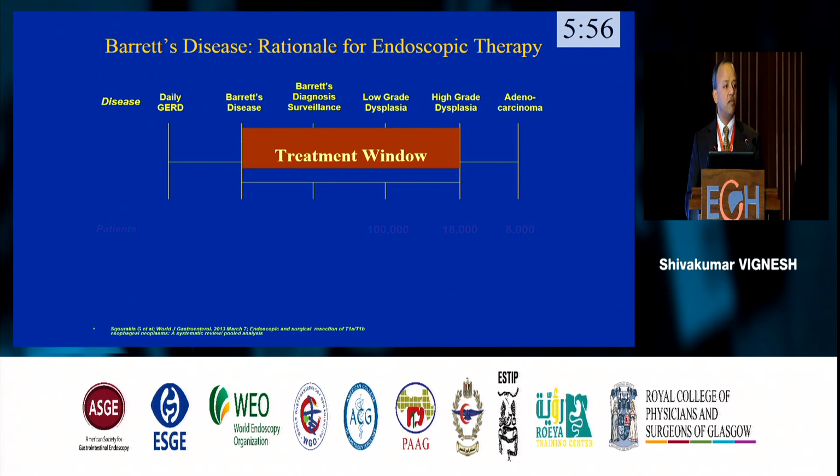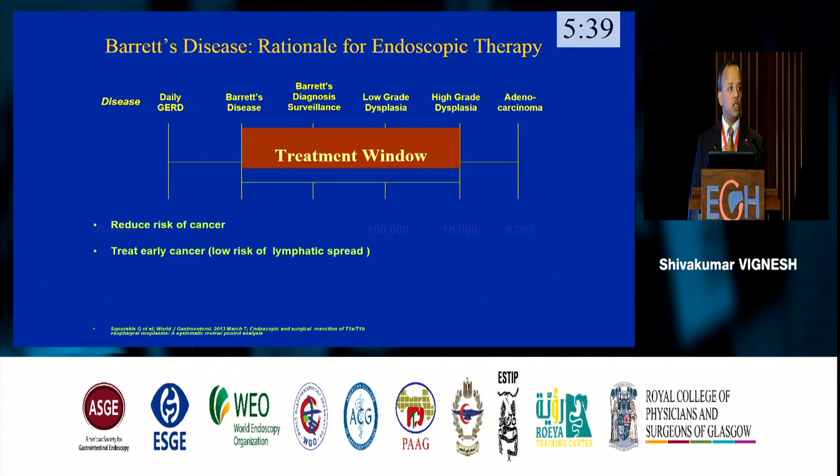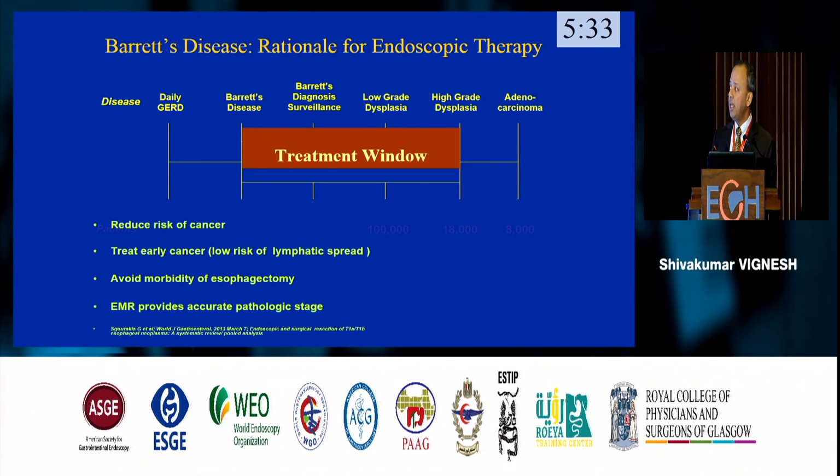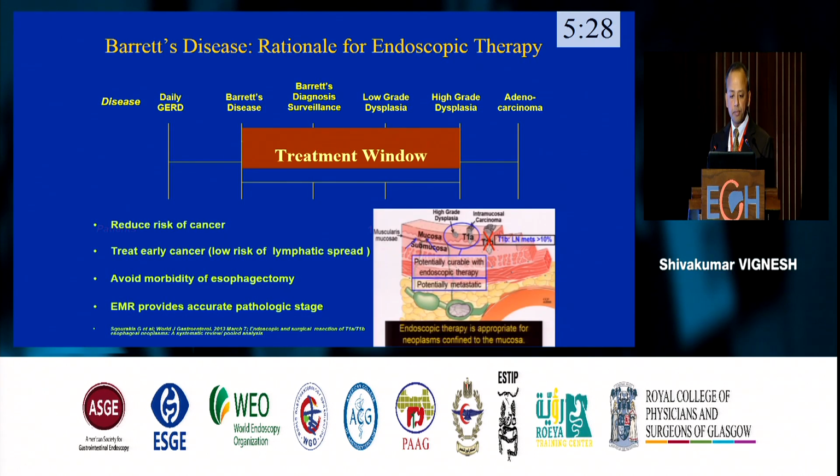What is the rationale for endoscopic therapy? This is the spectrum of Barrett's disease, and between the onset of Barrett's and high-grade dysplasia, as gastroenterologists, we can make a big difference by offering endoscopic treatment, even up to intramucosal cancer. Our goal is to reduce risk of cancer, treat early cancer when the risk of lymphatic spread is low, avoid morbidity of esophagectomy, and last but not the least, EMR provides accurate pathological stage which will guide further management.